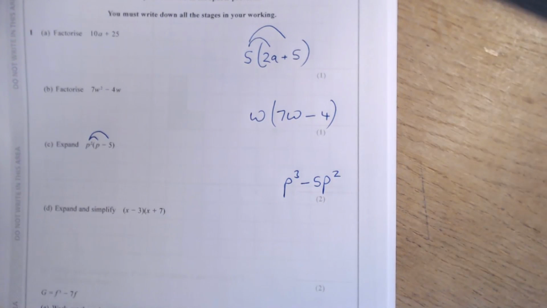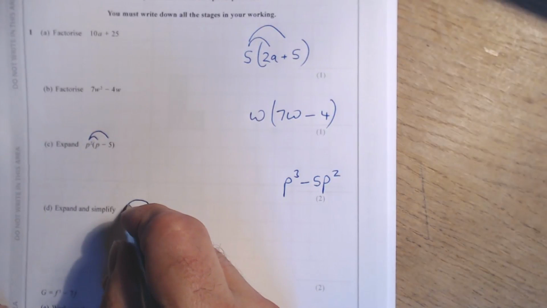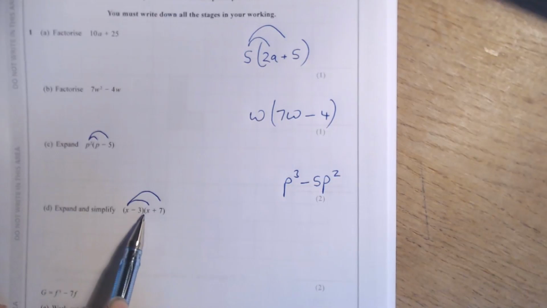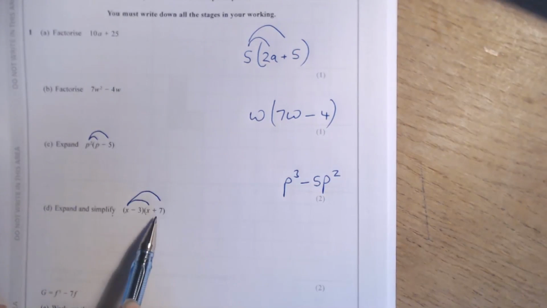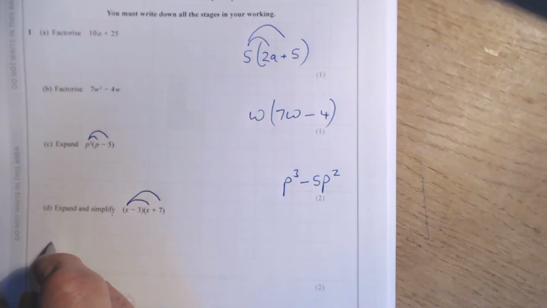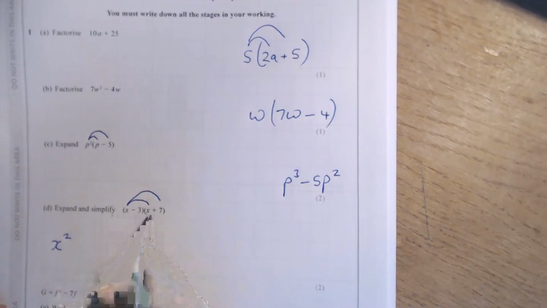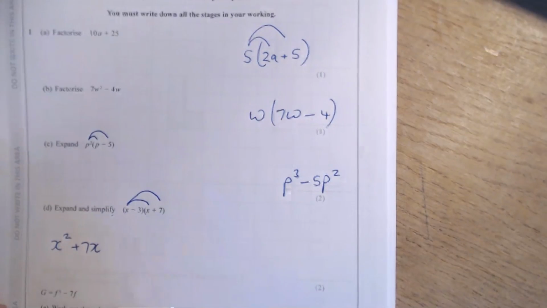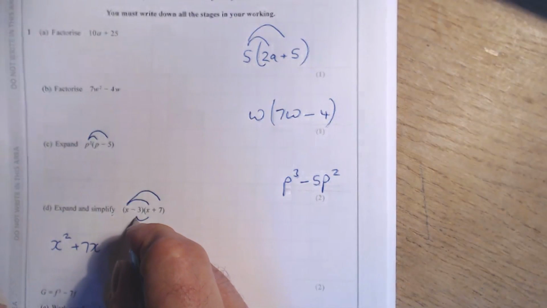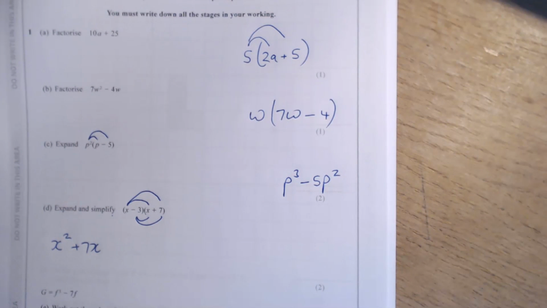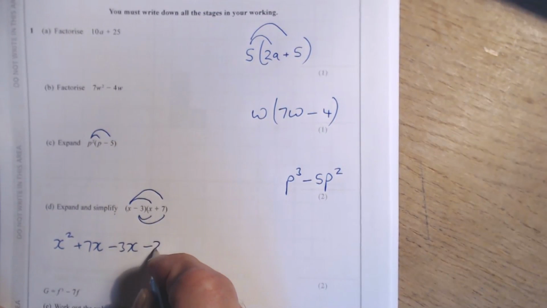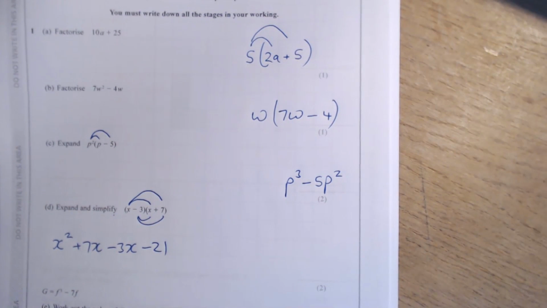So we have the pair of brackets here. So we're going to start off with the first term in the first bracket and do x times x, and then secondly x times 7. x times x is x squared. Secondly, x times plus 7 is plus 7x. Then moving down to the minus 3. Minus 3 times x is minus 3x. Minus 3 times plus 7 is minus 21. So we've expanded. That's got rid of the brackets.